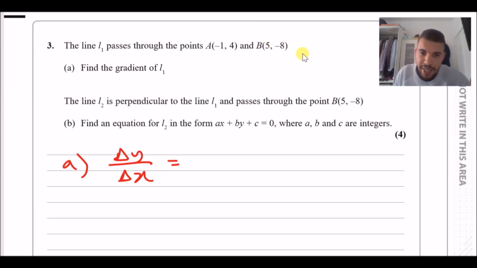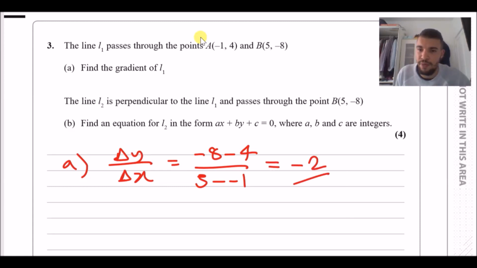So you can say difference in the y would be minus 8 take away 4 over the change in x, 5 take away minus 1. So 5 minus minus 1. Now I wouldn't bother working it out in our heads. You might as well just put this in your calculator, and when you do, you get a perfect result of minus 2. And that's it, that's our gradient, minus 2.